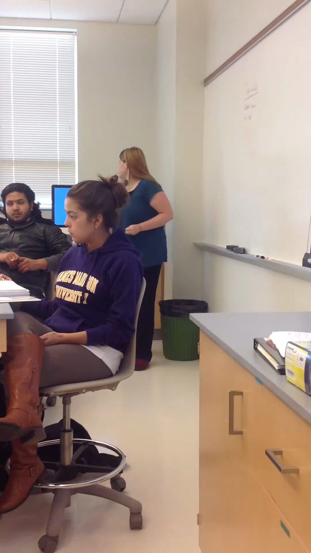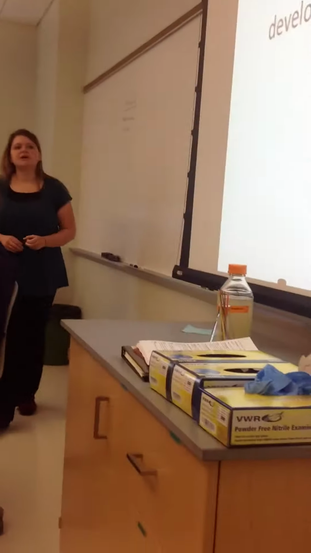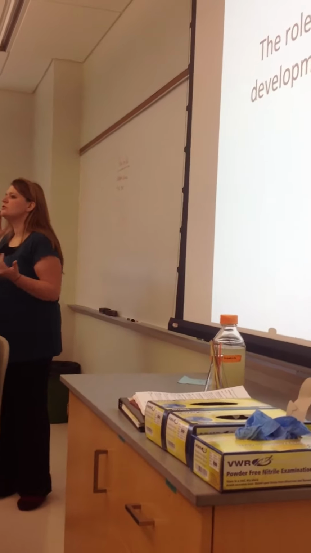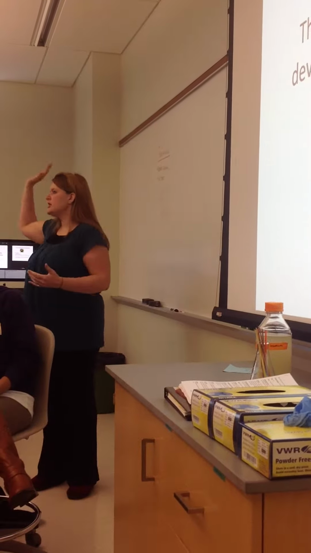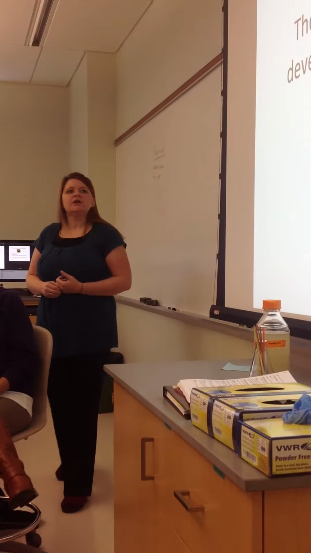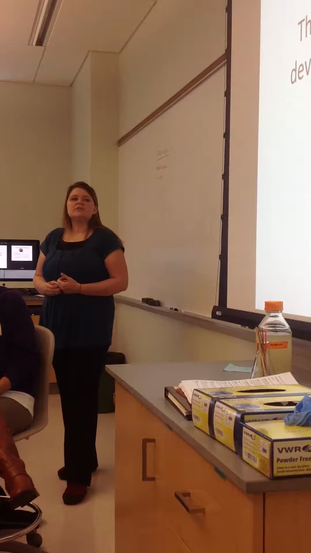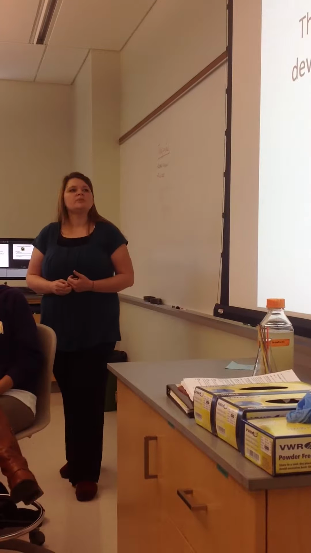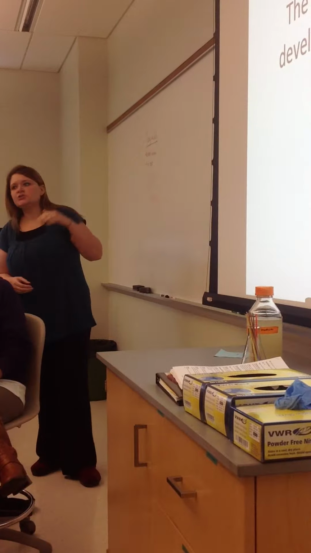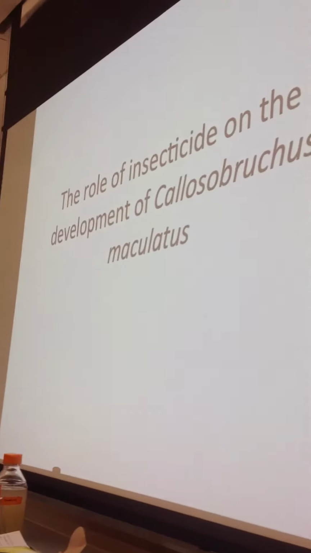So let me tell you what we're going to work on, first of all, and definitely if I'm going too fast, or if you need clarification, or you want me to repeat something, raise your hand and we'll stop and talk about whatever it is that you need to talk about. So the big question that we're going to be talking about in here, for our purposes, is the role of insecticide on the development of Callosobruchus maculatus. I call them the bean beetle.